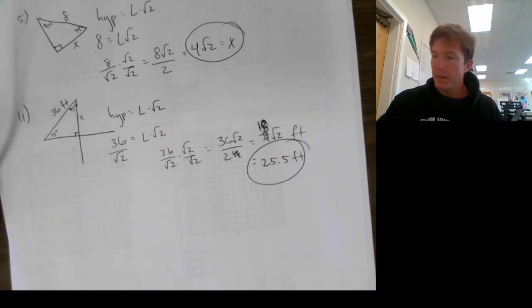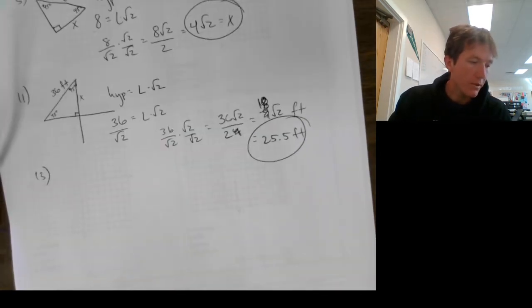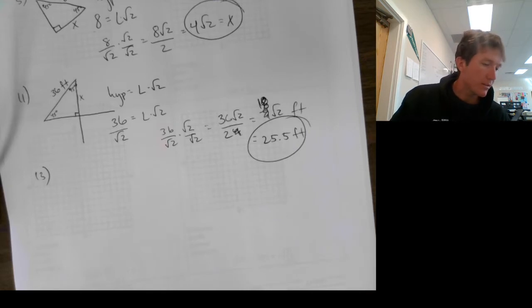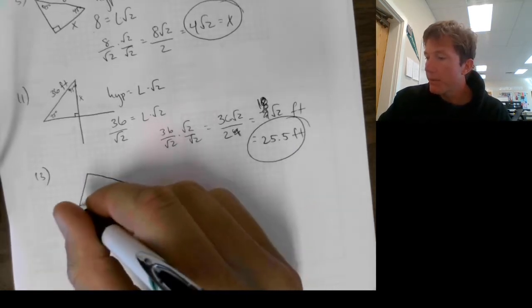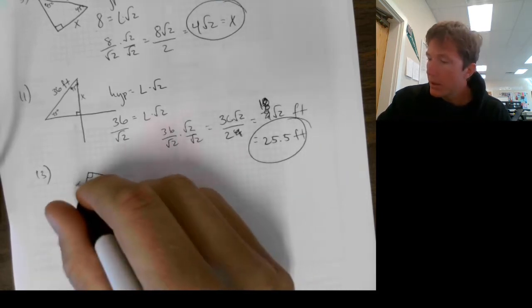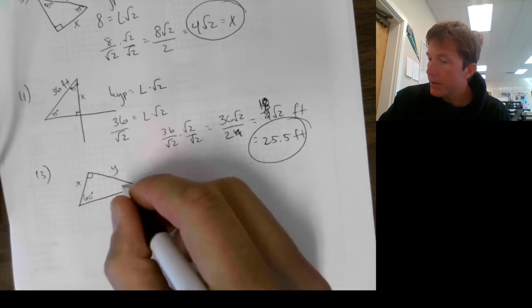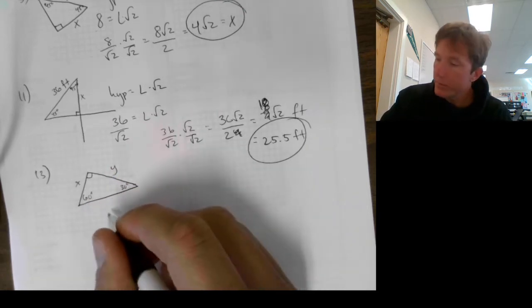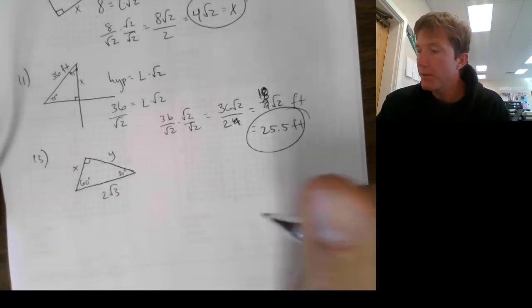Alright, number 13. Find the value of each variable. If your answer is not an integer, leave it in simplest radical form. So here we have a 30, 60, 90. This is 60, this is 30. This is 2 root 3. Okay, so the hypotenuse is 2 root 3.